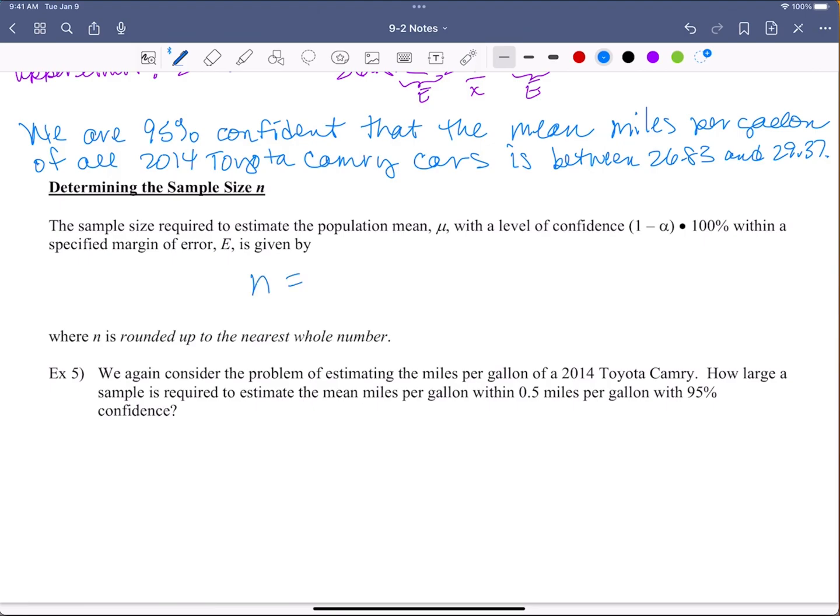n is equal to z, you did not read that wrong, that's a z, alpha divided by 2, times the sample standard deviation over the margin of error, squared. And then you always round up, right? The same concept applies here. We're always rounding up. Now notice what's happening. That is a z.